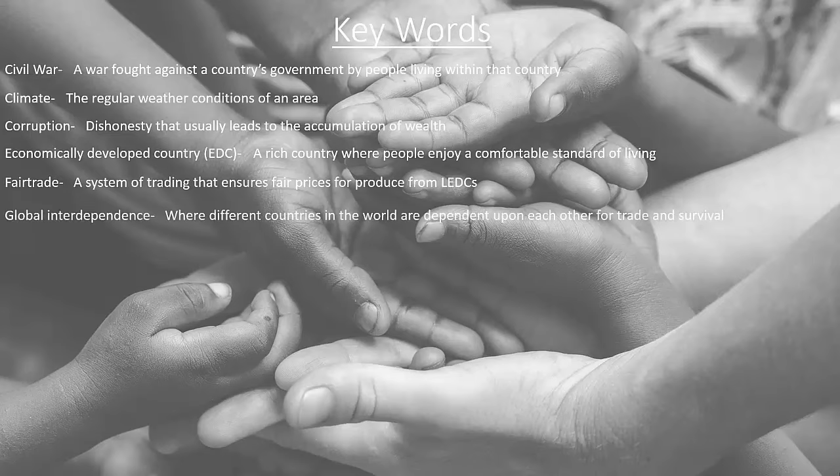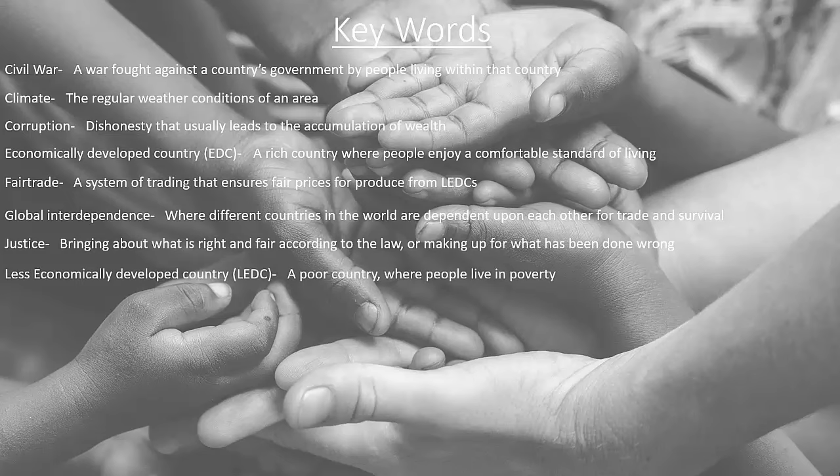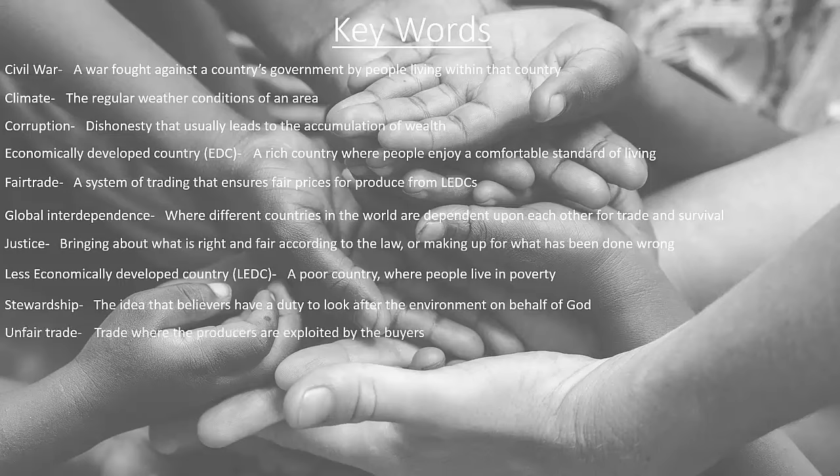Global interdependence, where different countries in the world are dependent upon each other for trade and survival. Justice, bringing about what is right and fair according to the law, or making up for what has been done wrong. Less economically developed country, LEDC, a poor country where people live in poverty. Stewardship, the idea that believers have a duty to look after the environment on behalf of God. Unfair trade, trade where the producers are exploited by the buyers.